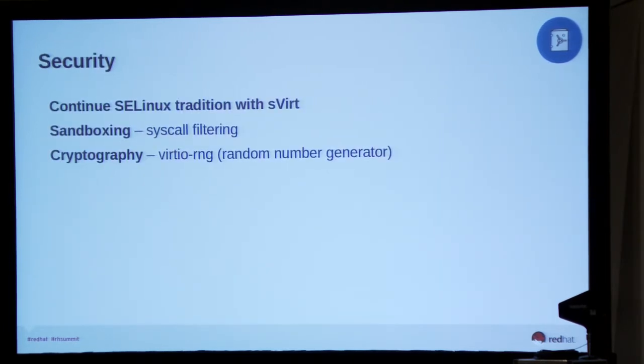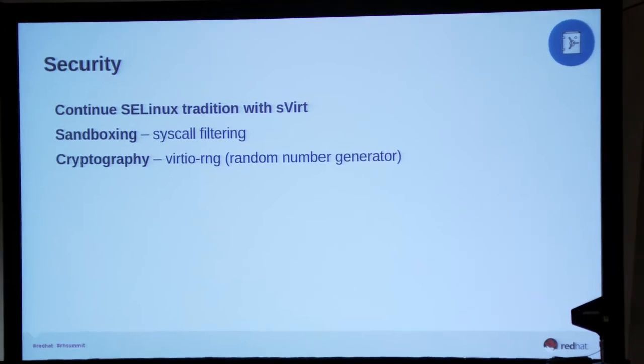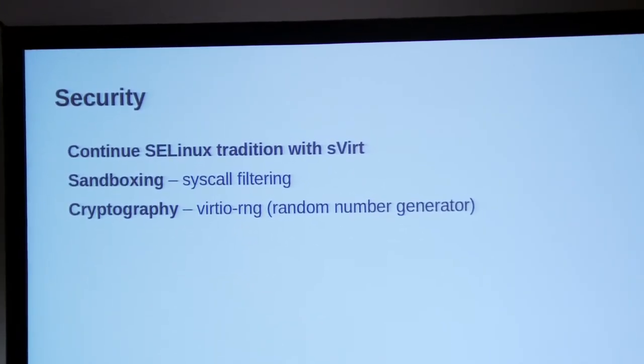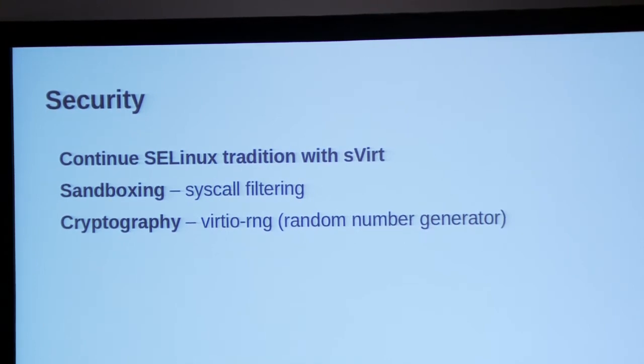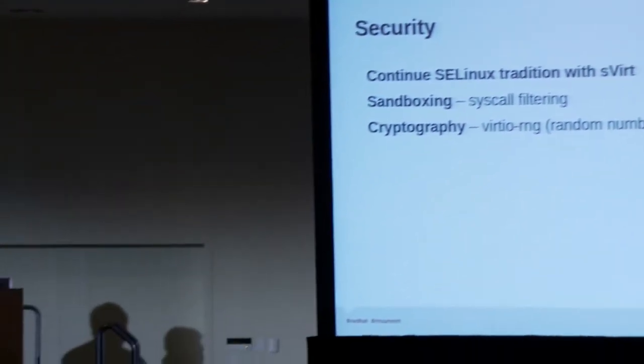So going on to security, we continue the tradition with sVirt of security with SELinux. But we have two new features coming in RHEL 7. The first one is sandboxing, and this is where QEMU uses a new library called seccomp, and it can limit the number of syscalls that are made by QEMU. And this helps isolate the virtual machine from the host and other virtual machines.